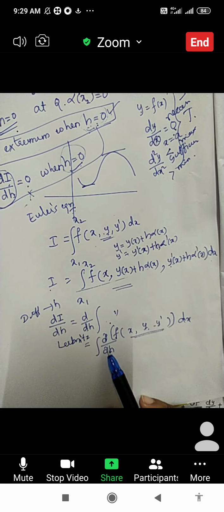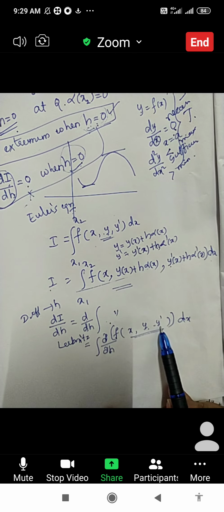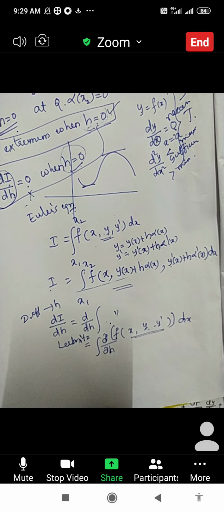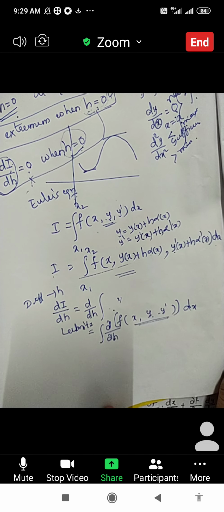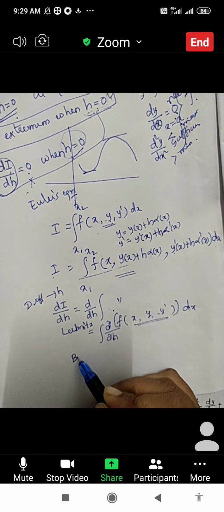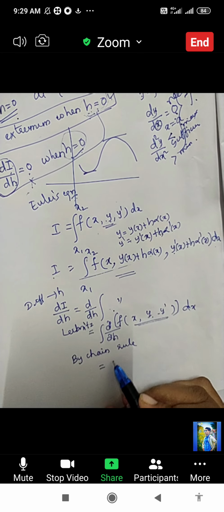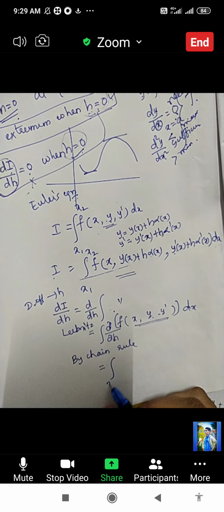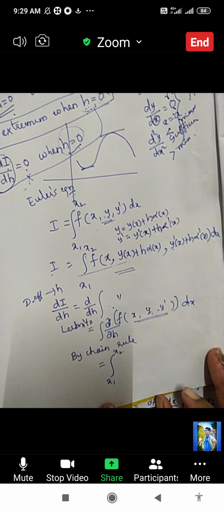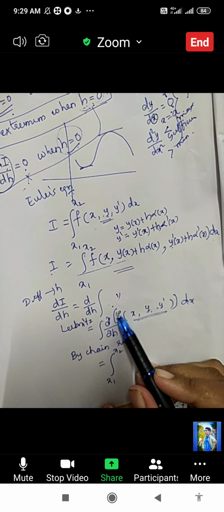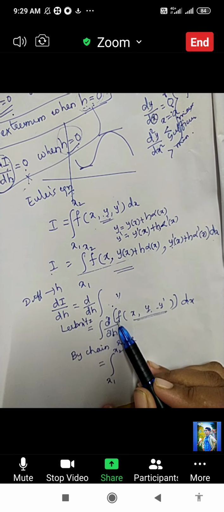It's the derivative of this, with 3 variables inside the bracket, with respect to h. Here you have to apply the chain rule. Agree? Let us apply it. I have told you one easy way. Integration is going to be the same, x1 to x2 only. So we want the derivative with respect to h of which function? F.